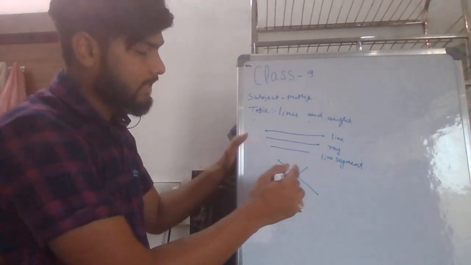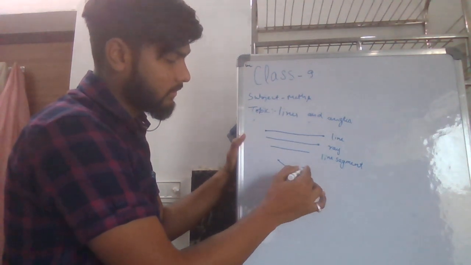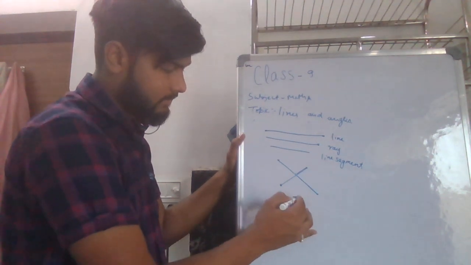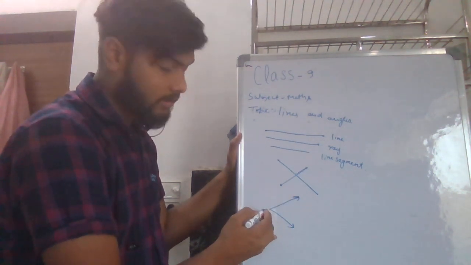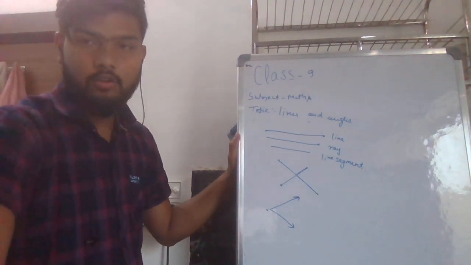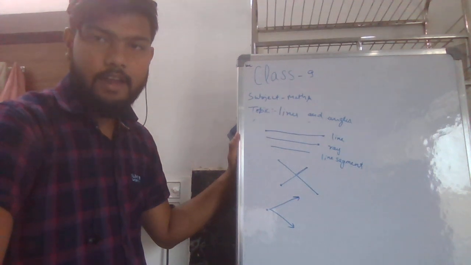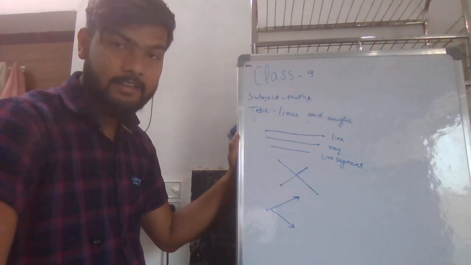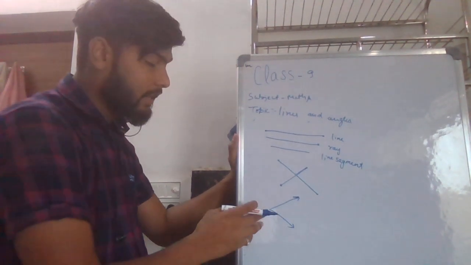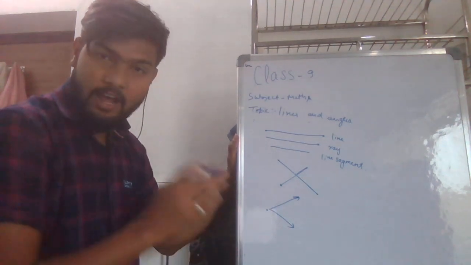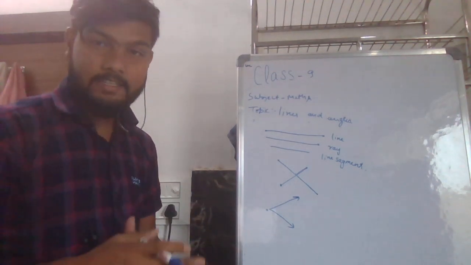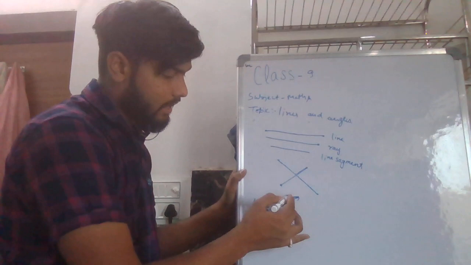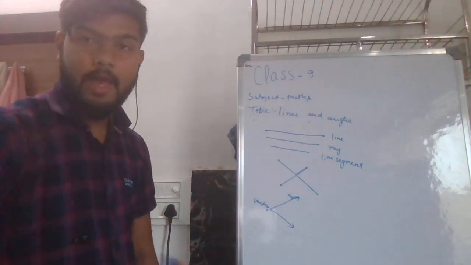Here we can see the same end point, and this is forming an angle. Moving further, the rays making an angle are called the arms. The end point is called the vertex. So this is the vertex and this is an arm. I hope everyone is clear.